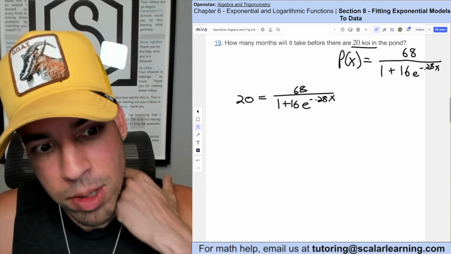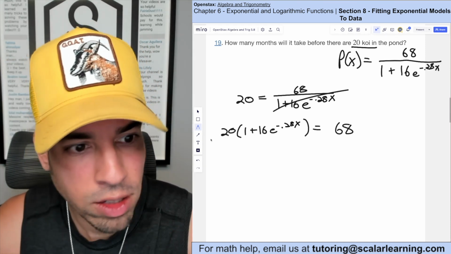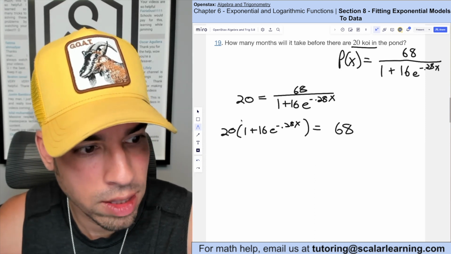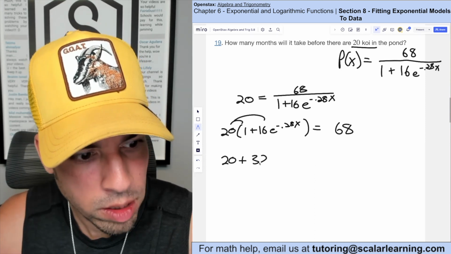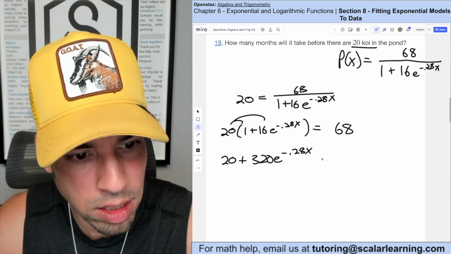So first, I'm going to multiply both sides by this denominator. And when I multiply the right side, it just cancels the denominator. And then the left, it goes like that. And now we have to distribute. So I get 20 plus 320 e to the negative 0.28x equals 68.